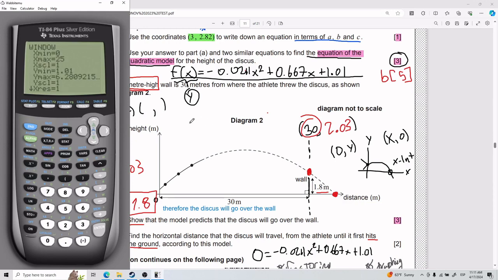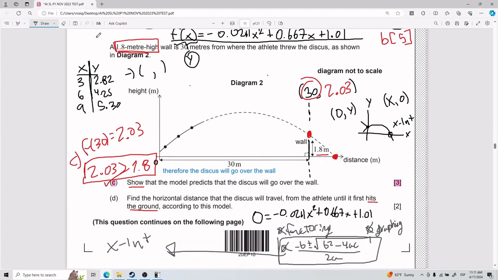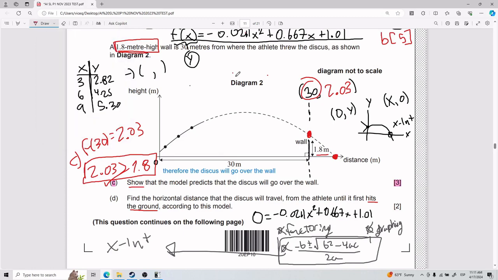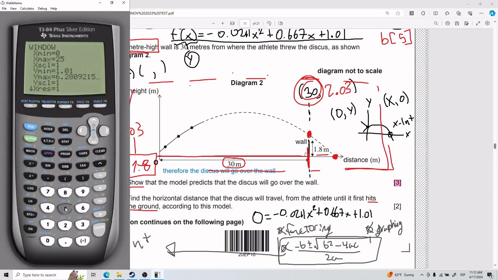Now, first things first, by context, you can figure out what your window should be. They talk about this wall, right? At 30 meters, you have this wall. So at an x of 30, you have this wall, and the discus goes over the wall, and so your window should probably be around here. This should be your window. And so an x of maybe 50 would make sense, right? So just by context, it makes a little bit more sense.